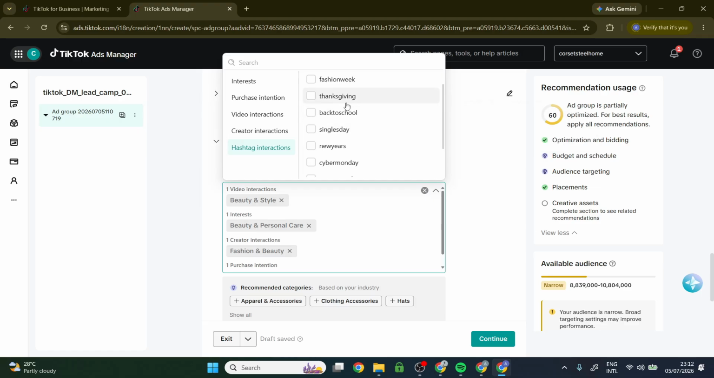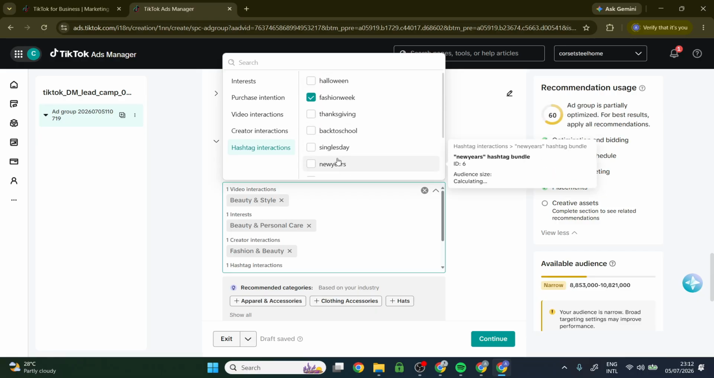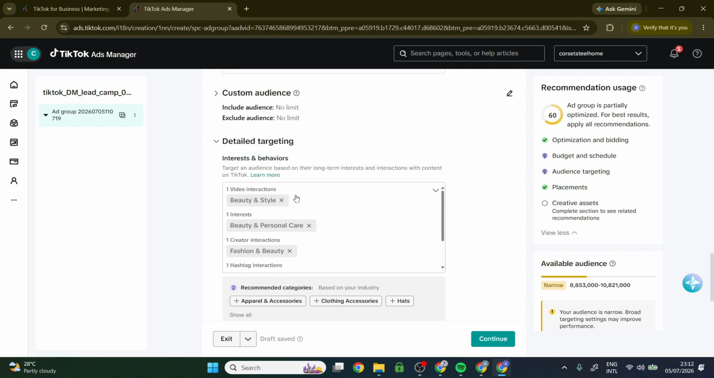And the next thing is hashtag, right? For this hashtag, you just need to maybe select fashion week, single day, green. I think I'm just going to leave it at this level, right? Once you are done with that, a lot of people tell you that you don't need to stack your interests. That is good, but you can only do that when you have a reasonable budget. So if you don't have enough money, please stack as many as possible. But if you have enough money to test, you can actually differentiate your detailed targeting.